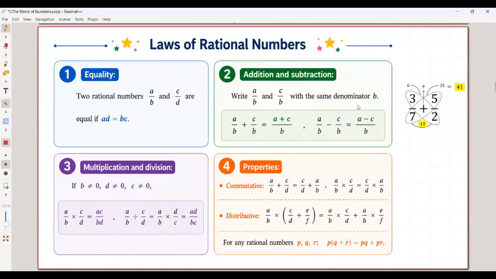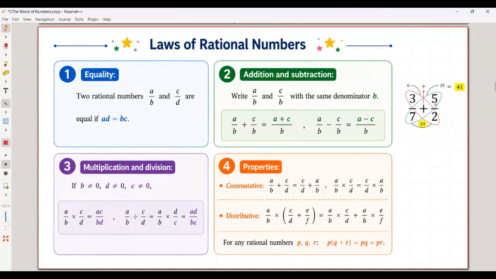In case they have different denominators, we have two methods. One is the butterfly method. If only two rational numbers are given, you can always go with the butterfly method, that will be easy. If more than two rational numbers are given, we can go with the LCM method. I'll explain how to use the butterfly method.